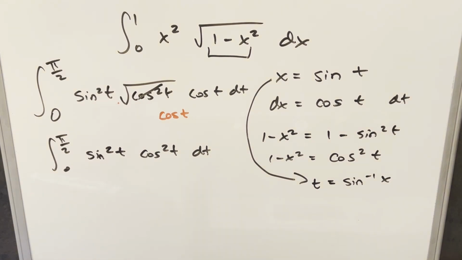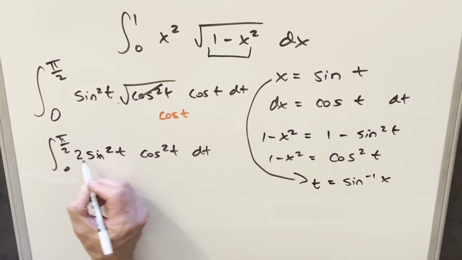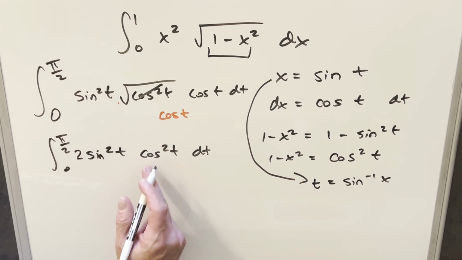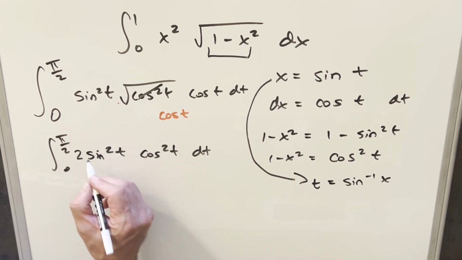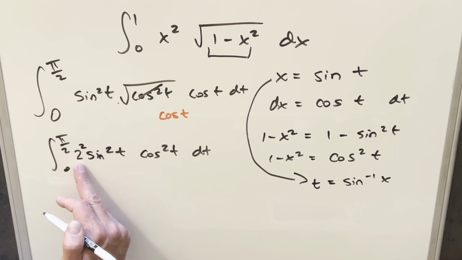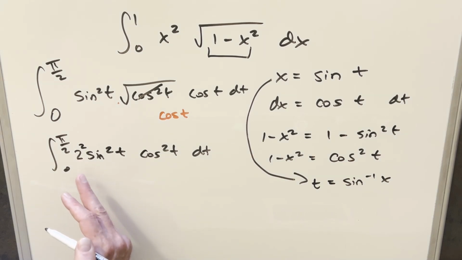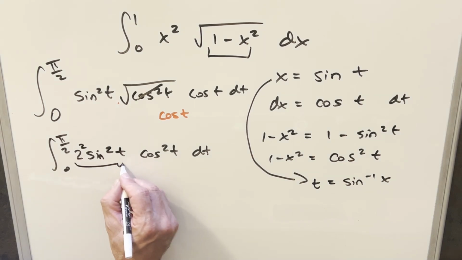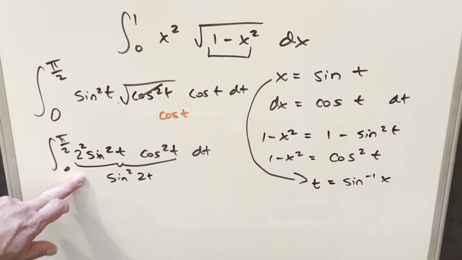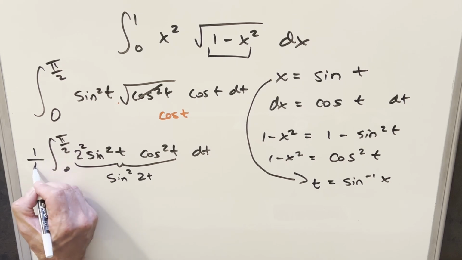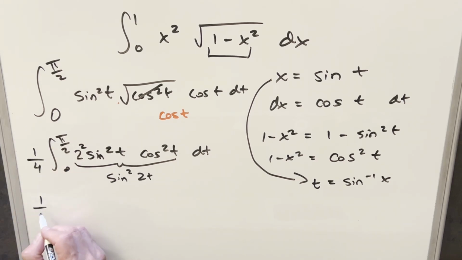The way I want to do it in this case is, if we have 2 sine t cosine t, that's going to be sine of 2t, our double angle formula, but we've got this whole thing squared. So if I square this, 2 squared is 4, and this whole thing is going to be sine 2t squared. But of course I don't want to change the integral, so since we multiply by 4, I'll multiply by 1/4 in front.